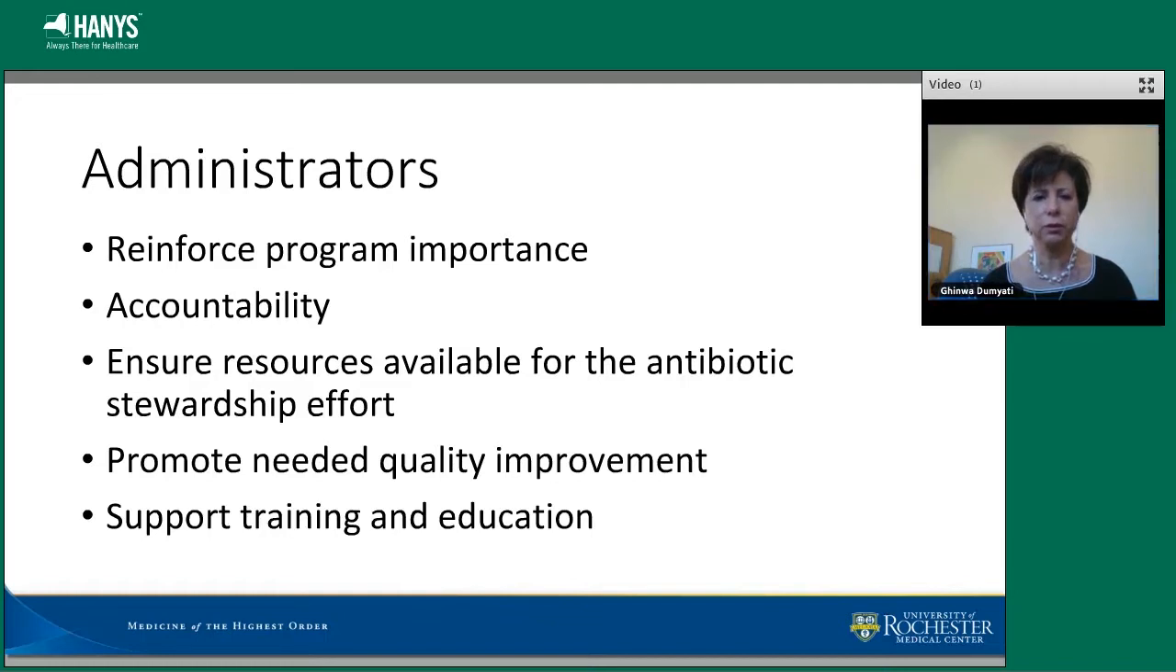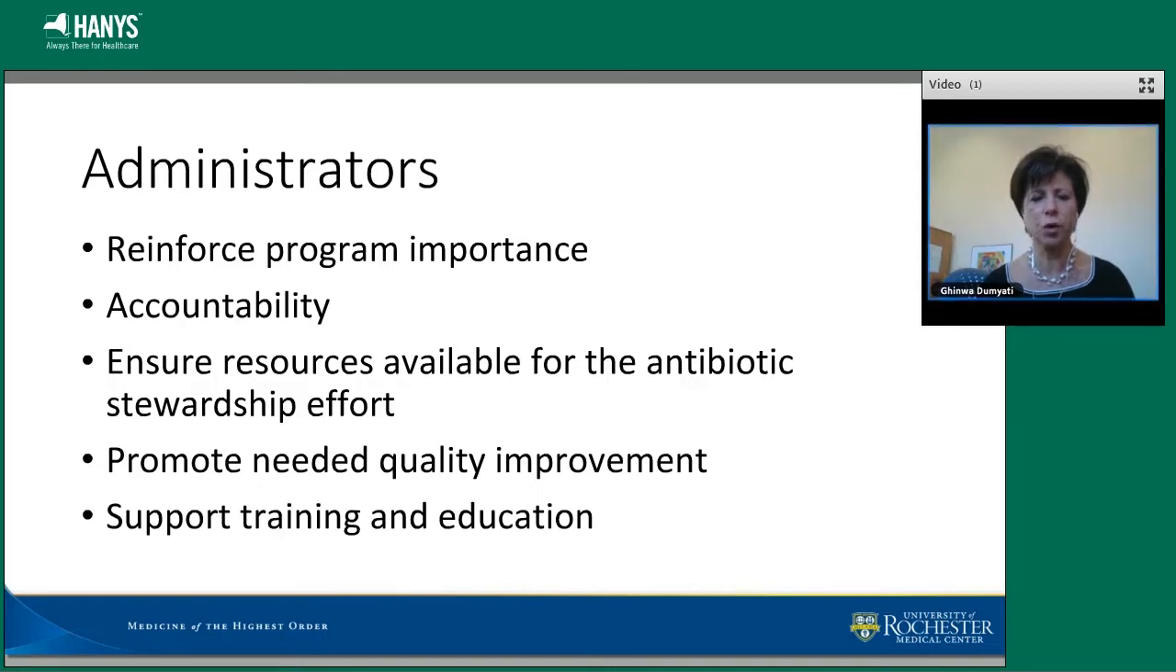How can you get the administrator to say, I really value this program? What they can do is make sure that they identify or help identify a leader to oversee the antibiotic stewardship program. The other way they can show that they are endorsing this program is to make sure there are resources available to give people time to do the work that is needed for the stewardship program, and to promote the needed quality improvement, support training and education.